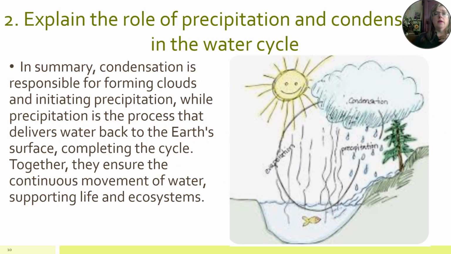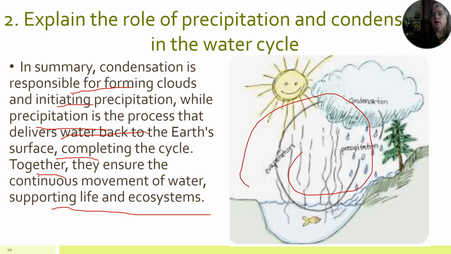In summary, though, the condensation is responsible for forming clouds and initiating the precipitation. Precipitation is a process that delivers the water back to the Earth's surface, completing the cycle, and together they ensure the continuous movement of water, supporting life and ecosystems. Nice little circle going on there.